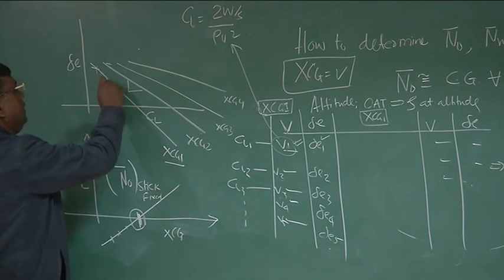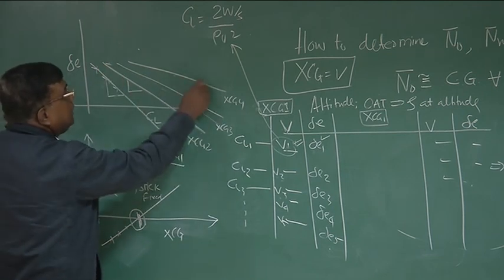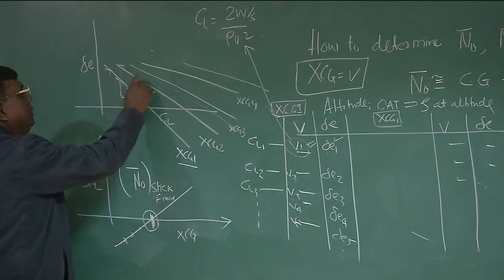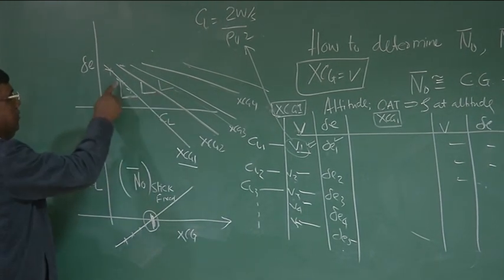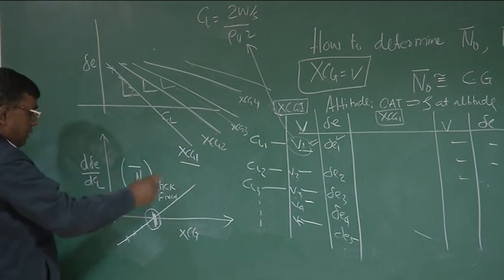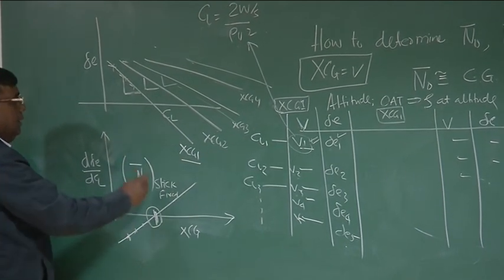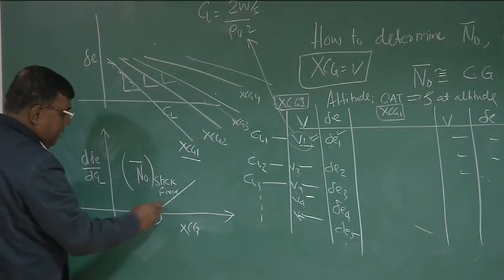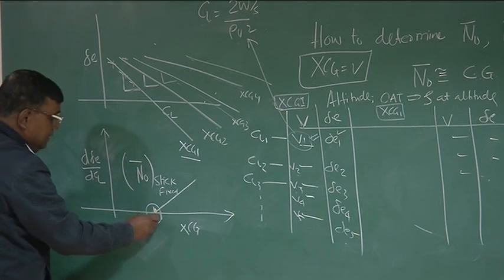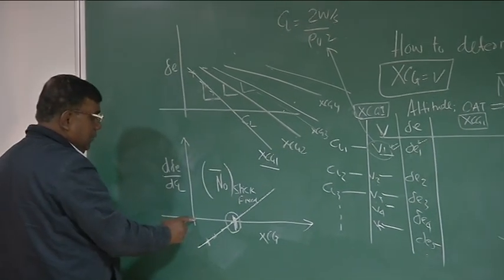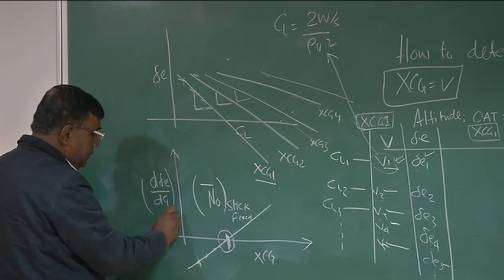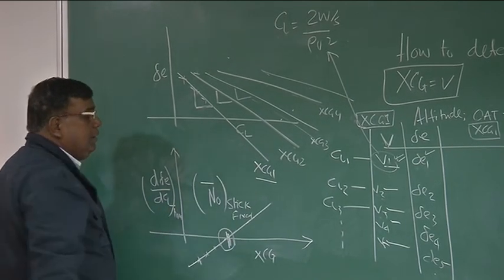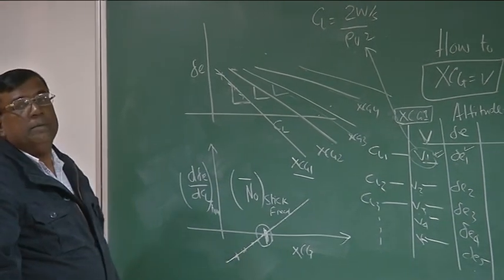I draw a straight line. Similarly for xCg2, xCg3, xCg4, maybe xCg5. Now what I do, I take the slope, so d delta E by dCL, and this corresponds to xCg1, so I mark it here. Similarly here, here, here, here, so all these points, then I join and extrapolate, and where it cuts, this is the xCg location at which d delta E by dCL trim is 0, so this is called the neutral point stick fixed. This is the way to find out experimentally.